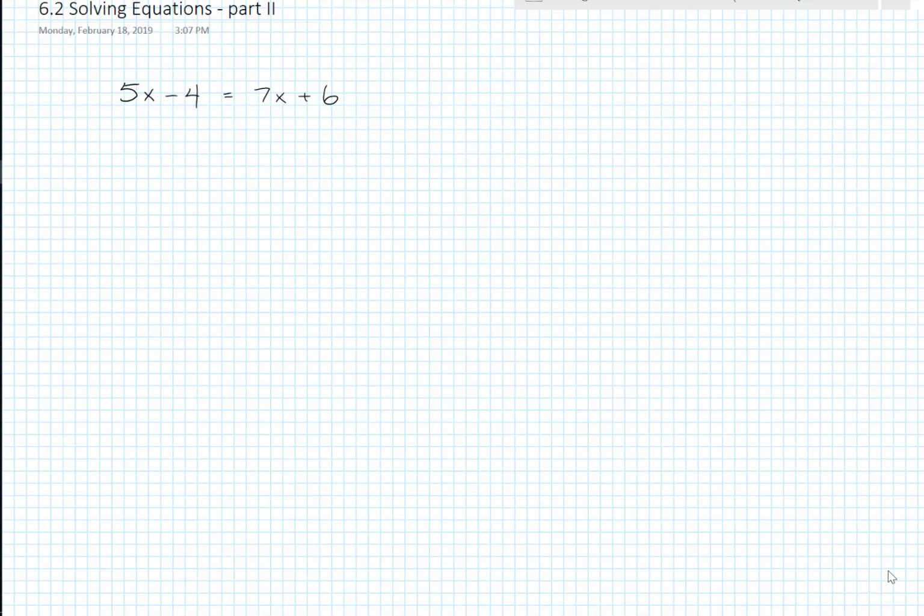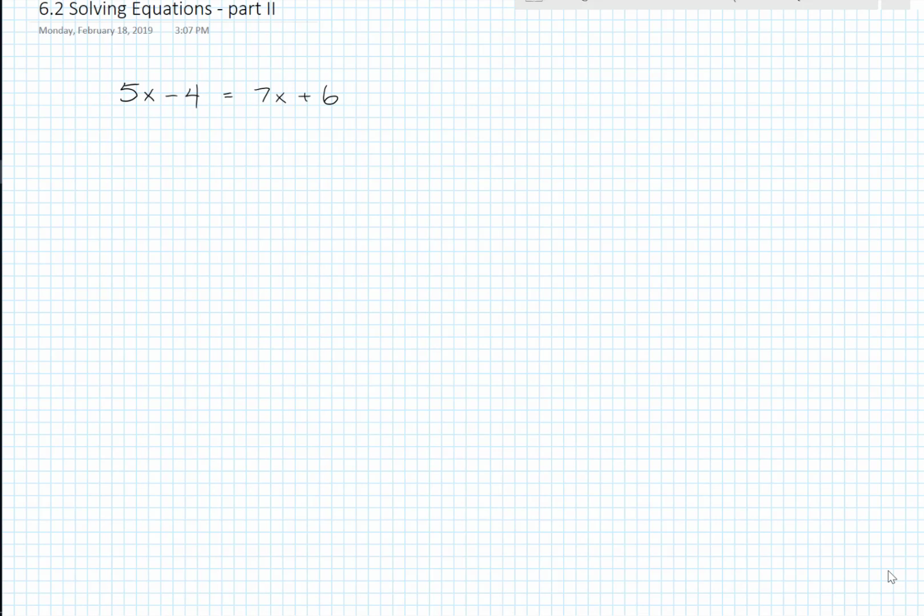In part two of solving equations, we're going to look at some more complex linear equations, and also some techniques you can use to try to minimize your chances of making a mistake. So here's a fairly typical linear equation. We have an expression on the left, 5x minus 4, and an expression on the right, 7x plus 6.